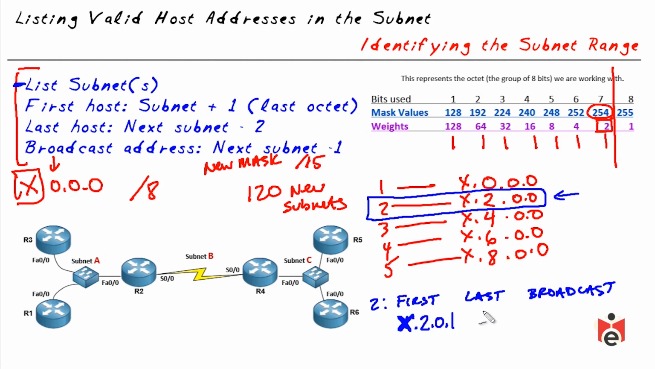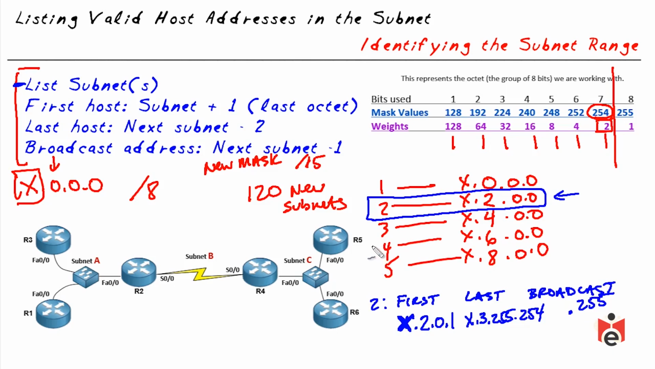Now the last valid IP address is going to be the next subnet minus 2. And the broadcast is going to be the next subnet minus 1. Whichever one you want to do first, you absolutely can. So let's do the last address. That would be x.4.0.0 minus 2. So that would look like this: x.3.255.254. And that is the last valid IP address on subnet 2. And the broadcast address is going to look just like the last IP address, except it's going to be 1 greater than. So the broadcast address is 1 greater than the last IP address, and it happens to be 1 less than the very next subnet.